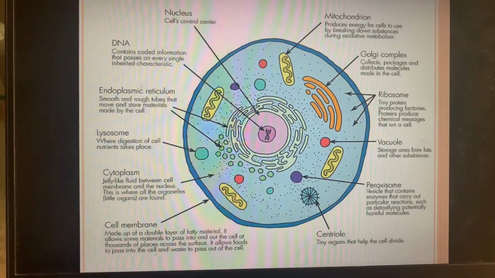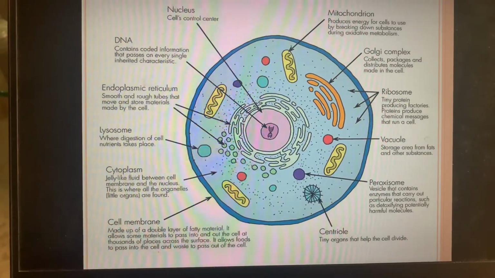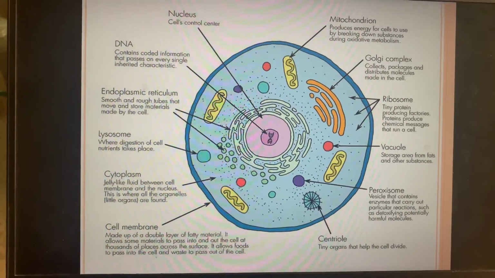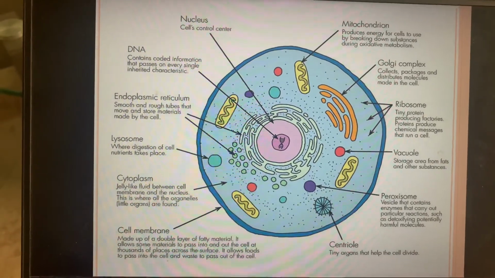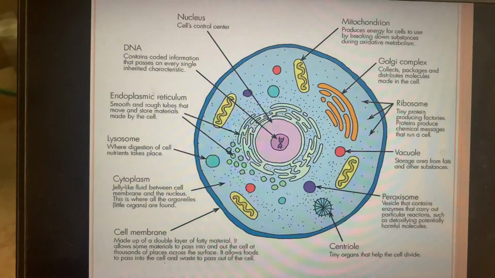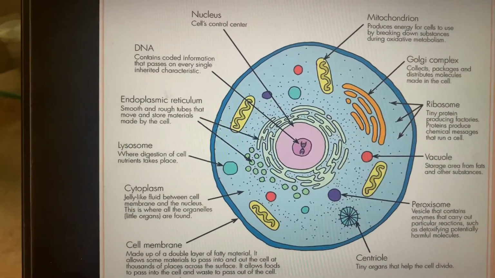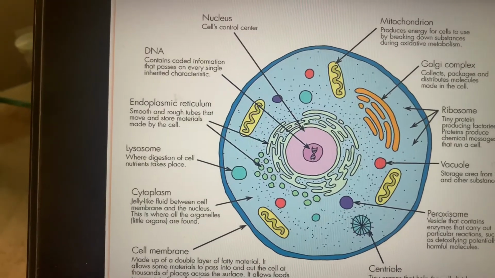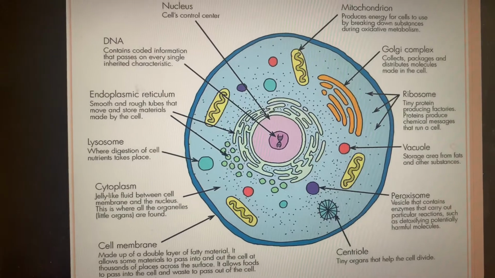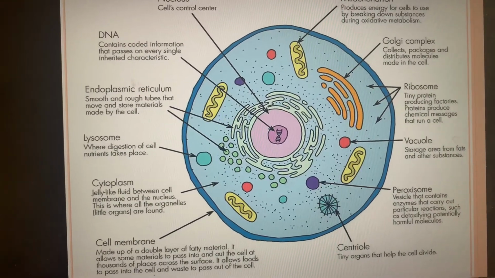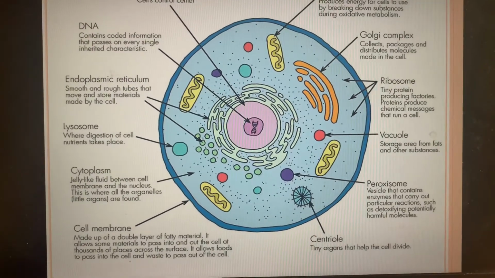This is the type of simple animal cell. It has a cell membrane only, not covered with the cell wall, which is present in plant cells. The nucleus is the cell's control center. Inside the pink colored portion it has DNA. It contains coded information that passes on every single inherited characteristic.